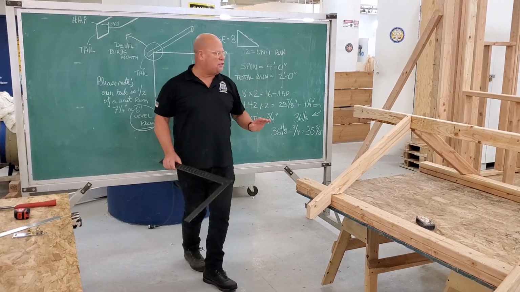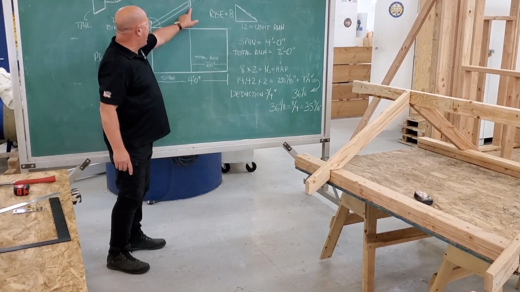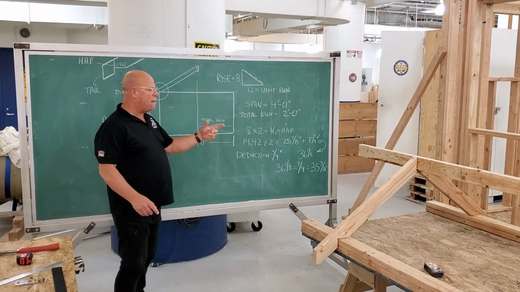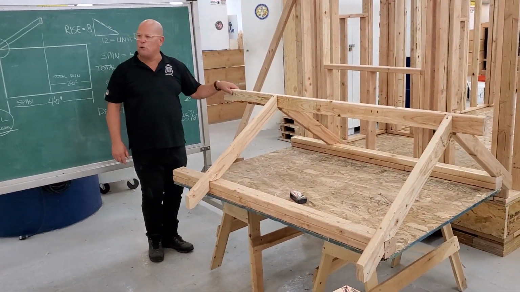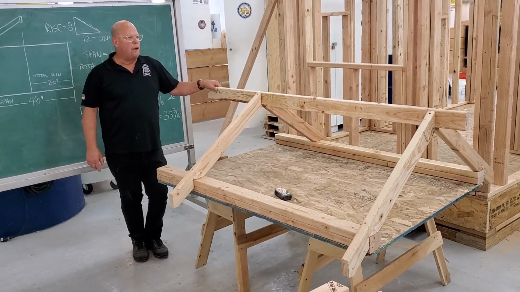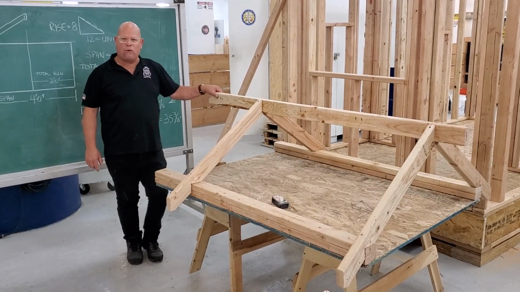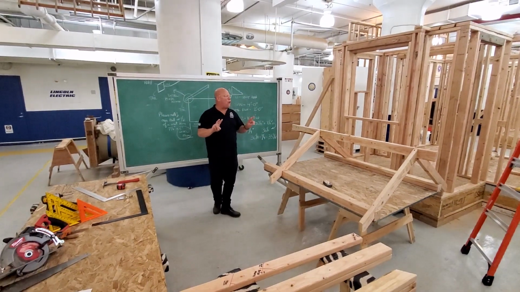Then we have to do a deduction at the top of the rafter, which is deducting for half of the ridge board. Now, in this case, I'm using a 2x4. What's the thickness of a 2x4, people? Okay, so half of the thickness is 3/4. I'm going to deduct from the top of each rafter 3/4 of an inch.